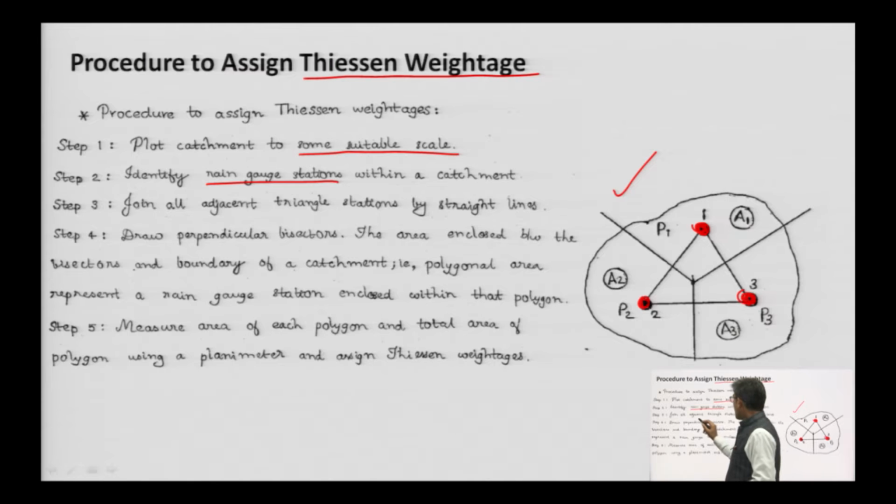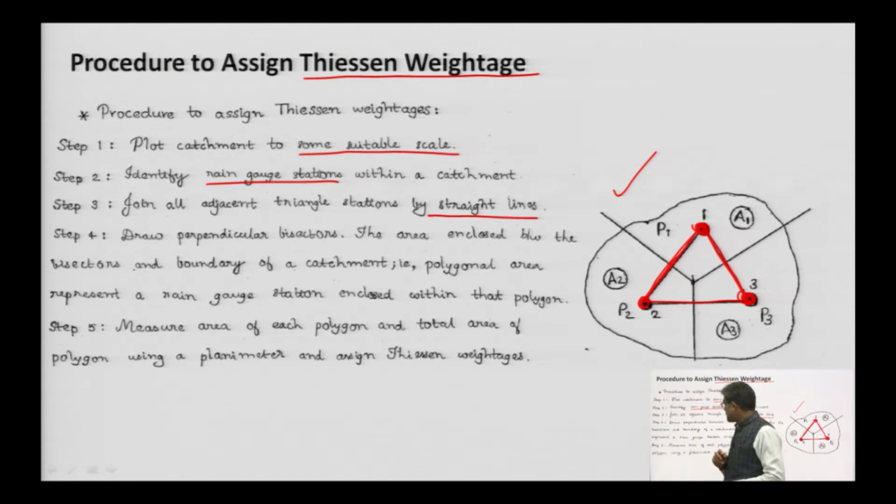The next step is to join all adjacent stations by straight lines. We need to join all these stations by straight lines like this. Station 1 and station 2 are joined by this straight line, station 2 and 3 are joined by this straight line, and station 1 and 3 are joined by this straight line. This is step number 3.